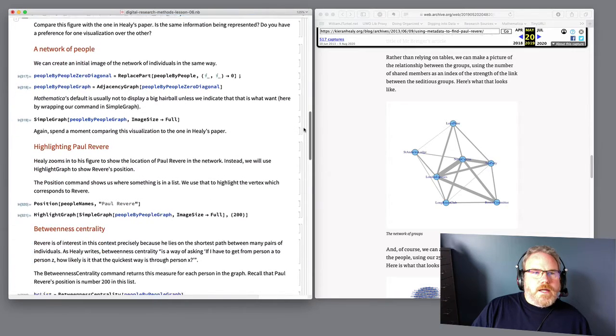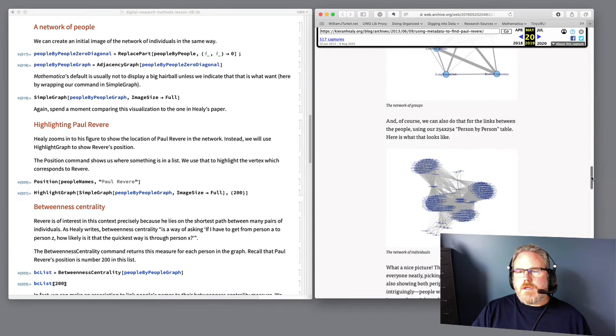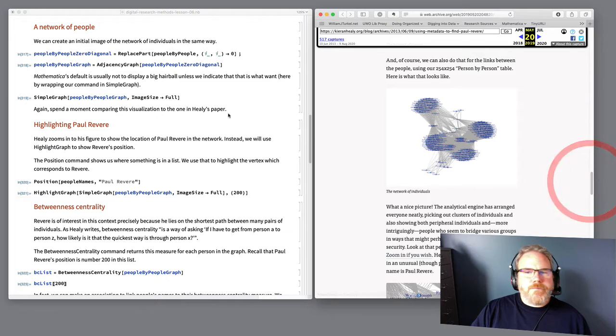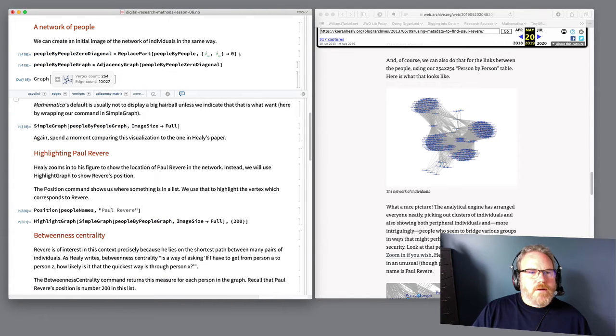We can also create a network of individuals in the same way, and I'm just going to scroll the blog post here for a second. Okay, so here's his network. So the network of individuals is being extracted from our person by person table. Once again, we want to clear the diagonal of the graph, and we draw an adjacency graph of the people by people with a 0 diagonal.